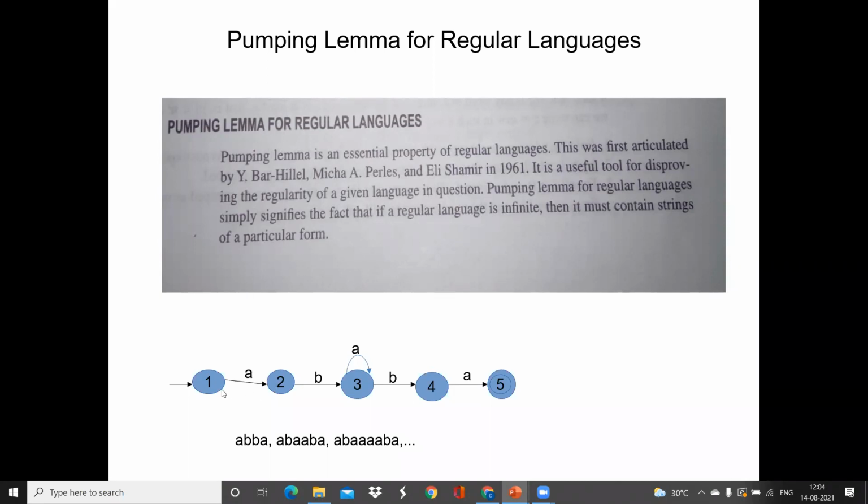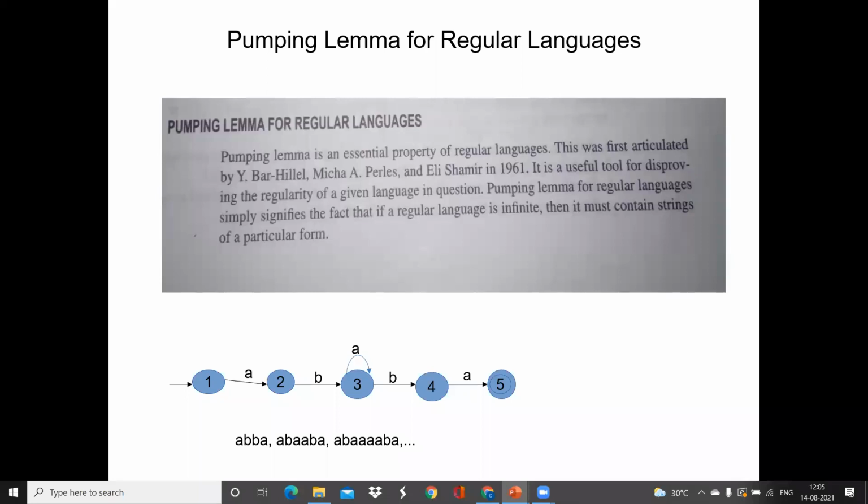Okay. So now if you observe, the first string which it is accepting is A, B, B, A. And here the occurrence of A is at state 3, the loop. The occurrence of A is 0 or more number of times. So if it is occurring 0 times, it is A, B, B, A. If it is occurring once, it is A, B, A, B, A. If it is occurring twice, then it is A, B, A, A, A, B, A. Likewise, you will get an infinite number of strings here.